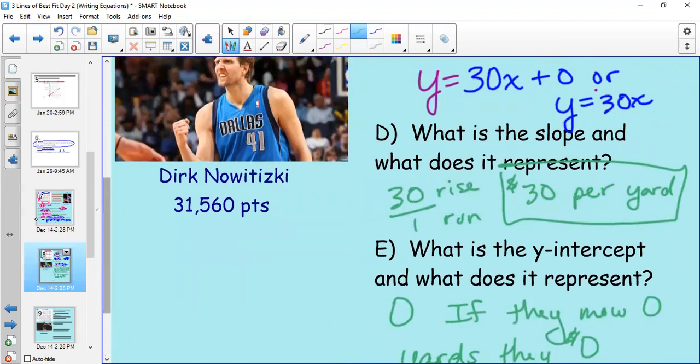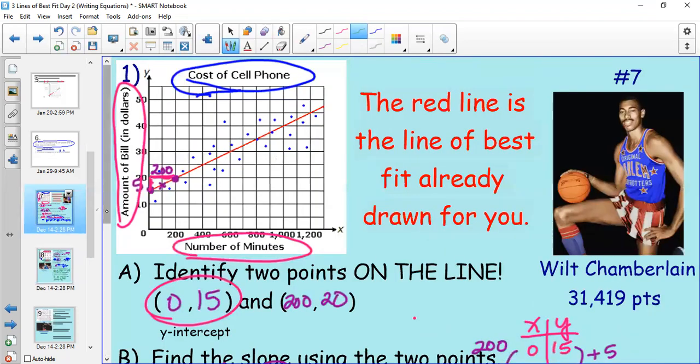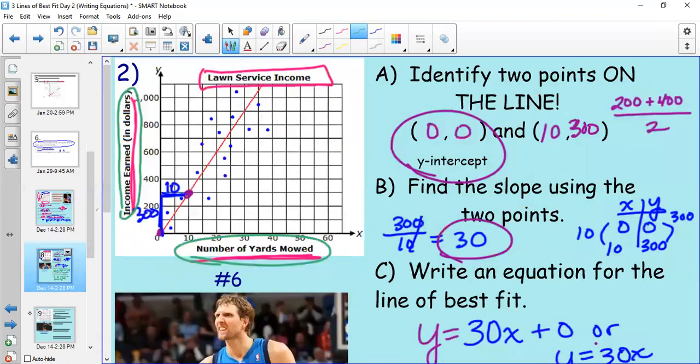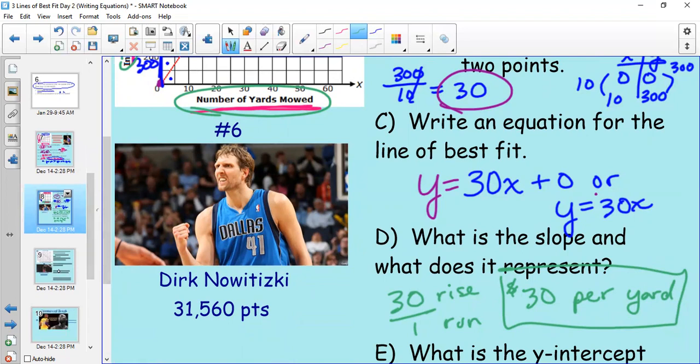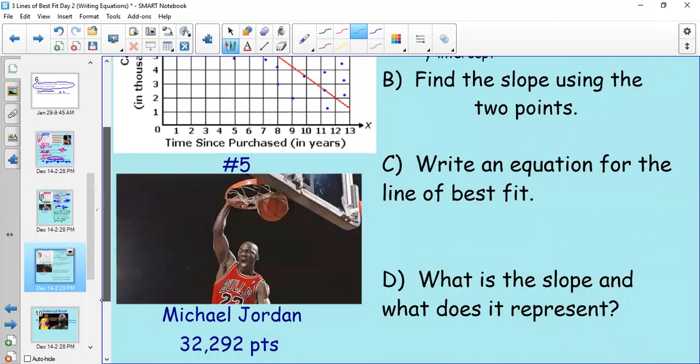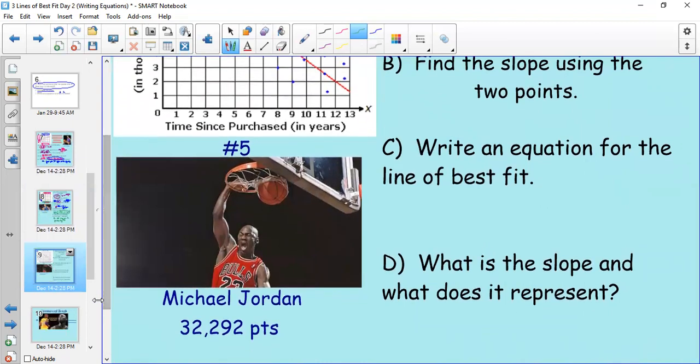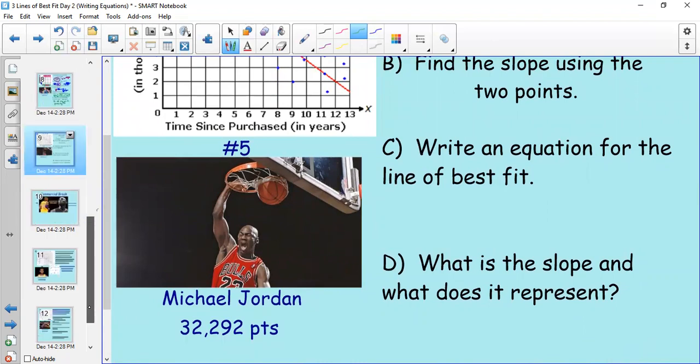Okay, and I kind of forgot to go back to our theme here. So number 7 there was Wilt Chamberlain with 31,419 points. Number 6 you just saw was Dirk, and I'm not going to pronounce his last name because I know I'll butcher it. 31,560 points. And number 5 on our list of all-time leading scorers in the NBA is Michael Jordan. I bet you guys thought he was higher up, but he's number 5, 32,292 points.